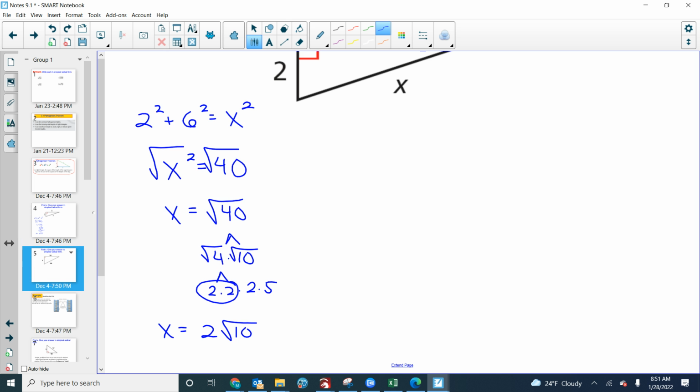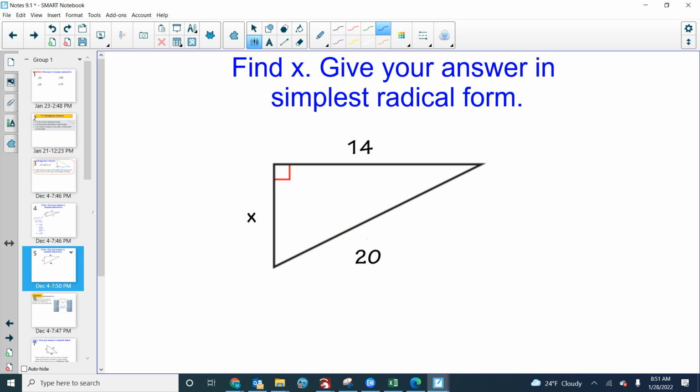Let's do another. First thing you should do, what's the hypotenuse in this triangle? 20. See if you guys can set it up properly.